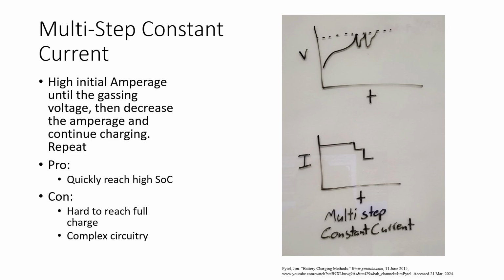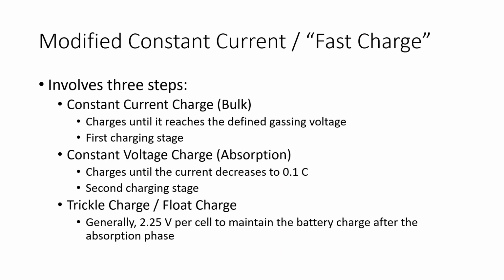Luckily for us, there is, and it's called the fast charge, the modified constant current charging method. It's not really fast. It's efficient. It's definitely efficient, but I wouldn't call it fast. It involves all three steps that we've previously mentioned. It begins off with the constant current charge, which in this case is called the bulk charge. So it charges the voltage with a high initial amperage until it reaches the defined gassing voltage.